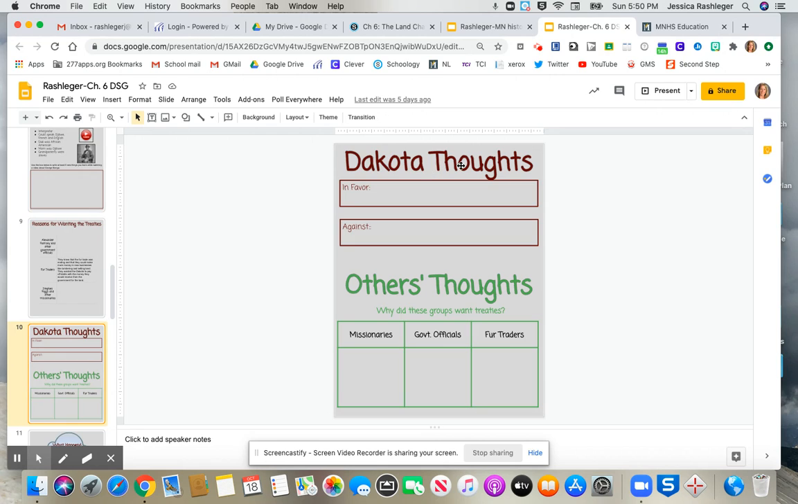And this is on Dakota Thoughts. So who was in favor of the treaties? Okay, why were they in favor? Why were they against? And then others' thoughts. Why did these groups want treaties? So again, why did missionaries want treaties, government officials, and then fur traders?